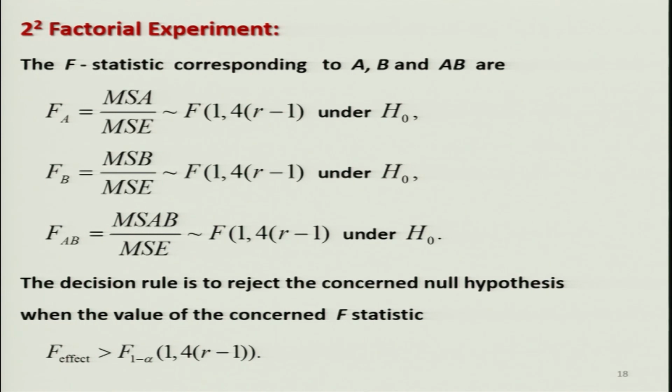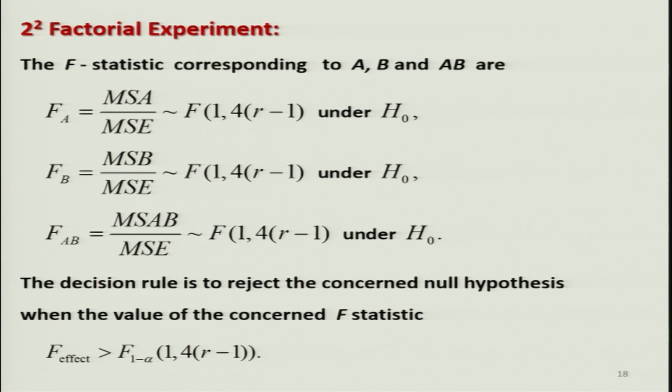Then based on that, the SSA and SSE are going to be independently distributed. Both have a chi-square distribution, so I can take the ratio of these two variables divided by their respective degrees of freedom. Then that is going to follow an F distribution. And the same thing can be done for factor B or AB.